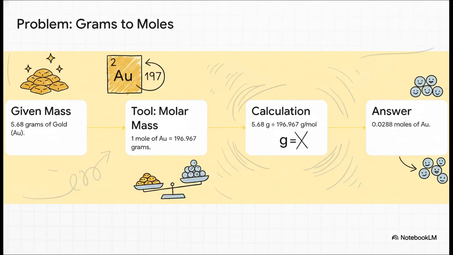Okay, let's put it into practice. Let's say you're in the lab and you weigh out 5.68 grams of gold. You want to know, how many moles is that? Easy. First, you grab your tool, the molar mass of gold from the periodic table, about 197 grams per mole. Then you just divide the mass you have by the mass of 1 mole. The grams cancel out, which is how you know you've set it up right, and boom, you're left with your answer, about 0.0288 moles of gold. We literally just counted atoms by weighing them.